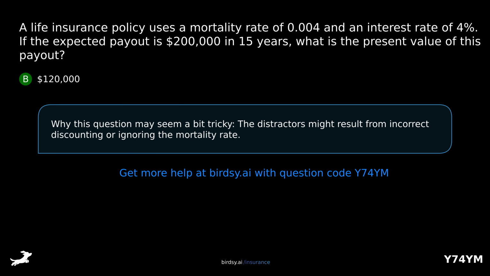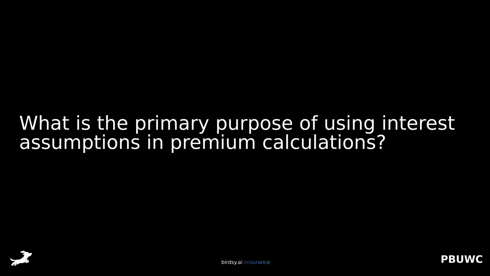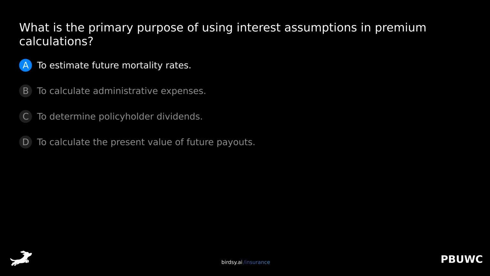The distractors might result from incorrect discounting or ignoring the mortality rate. What is the primary purpose of using interest assumptions in premium calculations? Is it A, to estimate future mortality rates, B, to calculate administrative expenses, C, to determine policyholder dividends, or D, to calculate the present value of future payouts? The answer is D, to calculate the present value of future payouts.